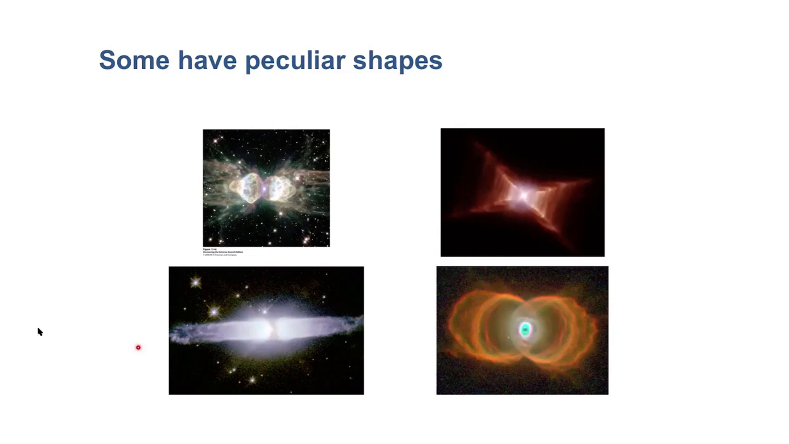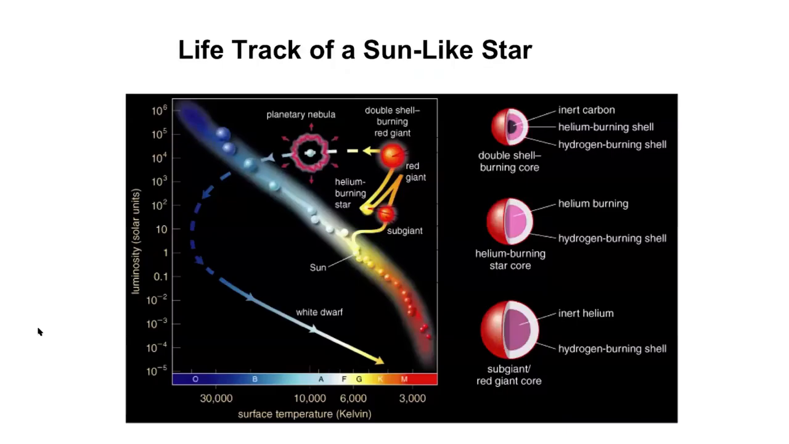But these are all the same effect. You've got a star, a low mass star at the end of its life, slowly sloughing off its envelope into space and having it glow for several hundred years afterwards. Okay, so here it is, the definitive complete life track of a star like the sun, a low mass star like the sun, after the main sequence.